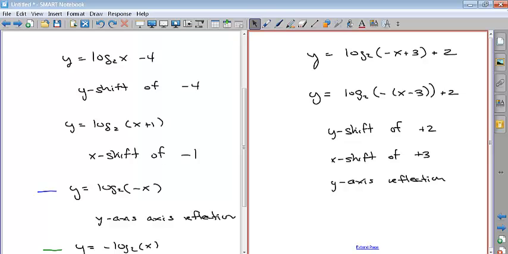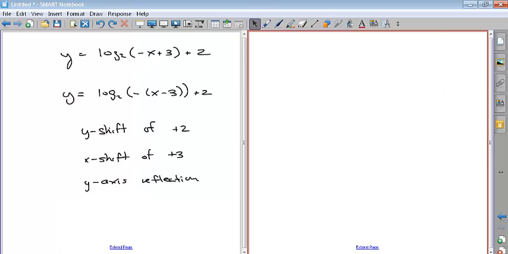Then you have some basic things you can do with logarithms where you don't have to use a calculator. So let's say, for example, I have log base 3 of 81 equals something. Actually, 81 to the x power equals 10.